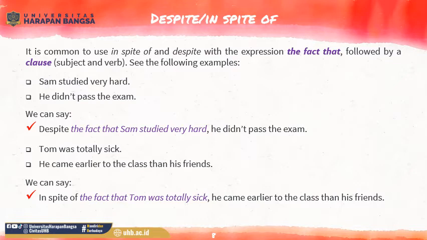Or we can say, despite the fact that Tom was totally sick, he came earlier to the class than his friends. Jadi paham ya? Ingat, despite atau in spite of hanya diikuti oleh noun phrase atau gerund atau verb ing. Tapi ada pengecualian nih, kita bisa menggunakan despite atau in spite of diikuti oleh klausa, tapi dengan menggunakan ekspresi the fact that, fakta bahwa. Paham ya?